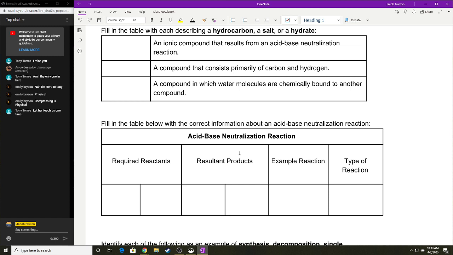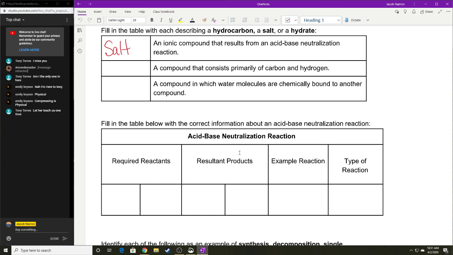I'm looking at the table that says hydrocarbon, salt, and hydrate. You have to choose which word best describes each definition. An ionic compound that results from an acid-base neutralization, I know Mr. Nairn talked to you about this, is a salt. A salt is just an ionic compound that forms as a result of an acid and a base reacting together. And it's not just NaCl, by the way. It can be anything ionic: metal and nonmetal, or polyatomic ion.